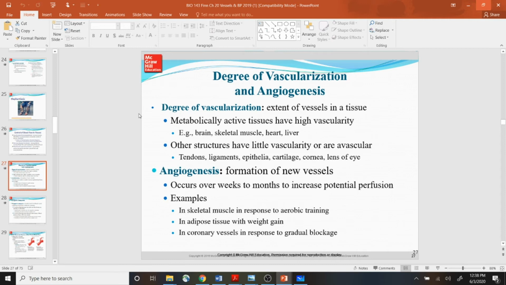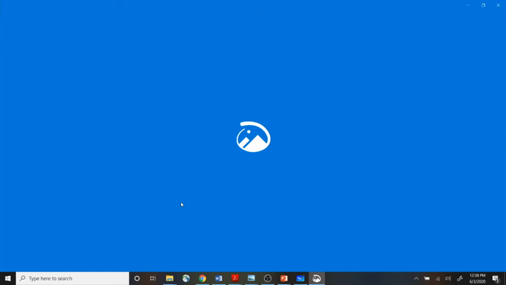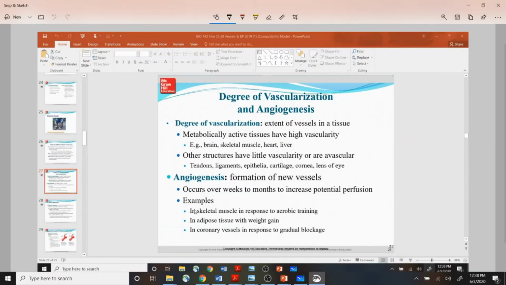Now, as part of that degree of vascularization, there is potential to increase the amount of blood vessels in a particular area. So that increases blood flow or perfusion. And we call that angiogenesis. Now in skeletal muscle, that's fine. You can train to build more blood vessels. And if you do that, you will train your body to have your heart beat with less beats per minute. And it can deliver more efficiently oxygen to those tissues.